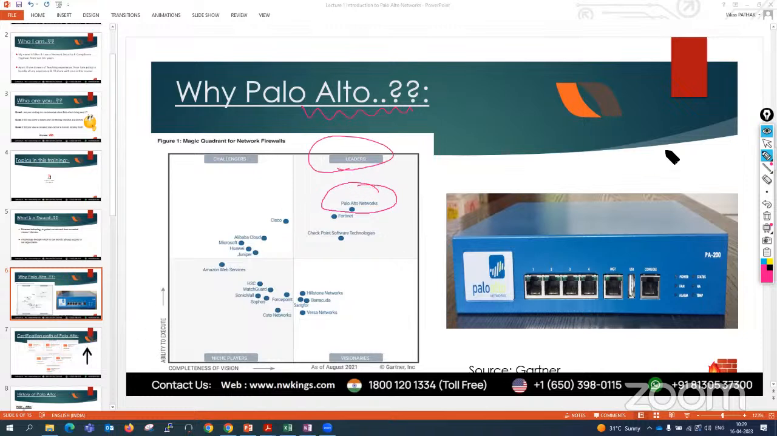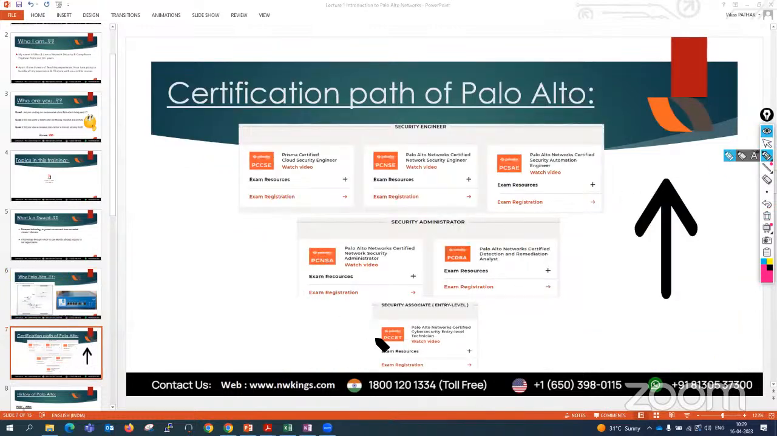Okay. And apart from this, if you ask me the certification path of Palo Alto, first it's PCCET, then PCNSA, and then PCNSE, right? So we are targeting over here. After this training, you just have to take some experience. You can study the administration guide of the PCNSE for the current version, and you can go for your PCNSA exam. It will be very easy for you.